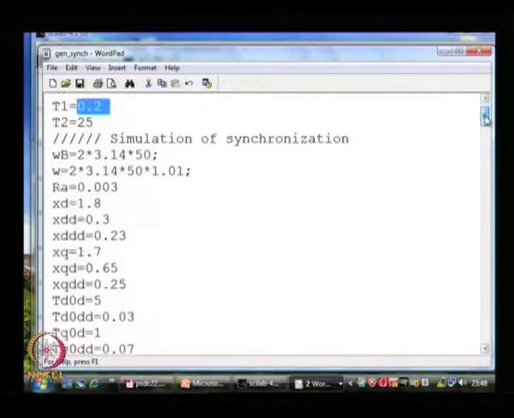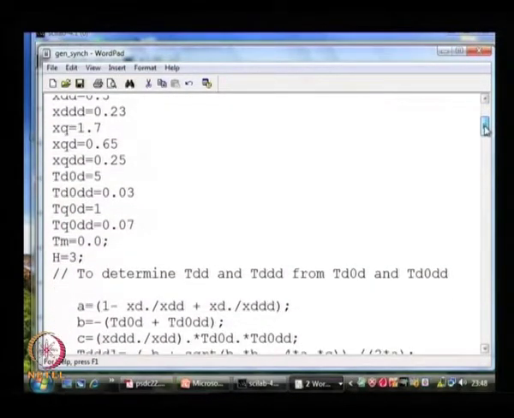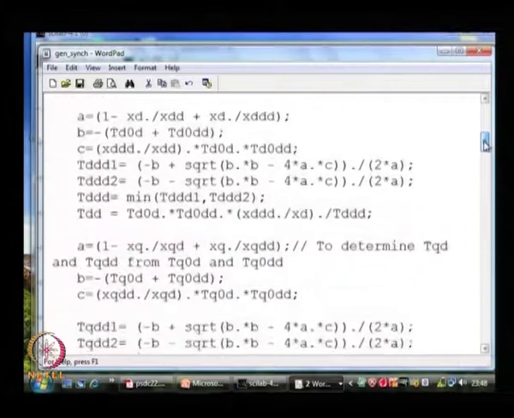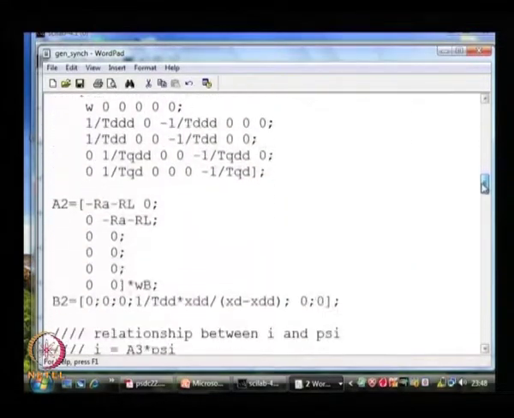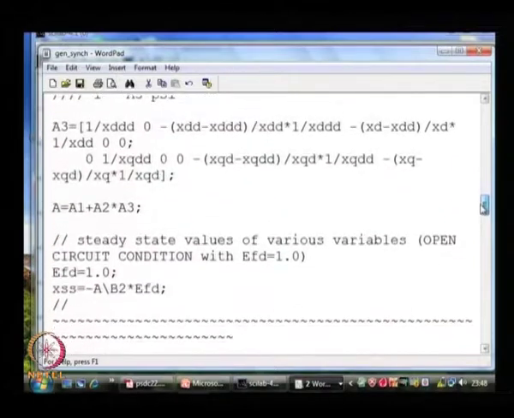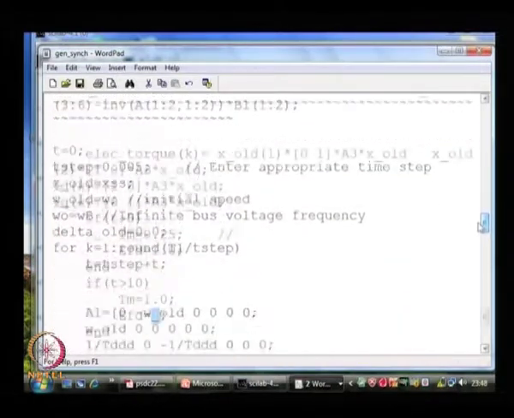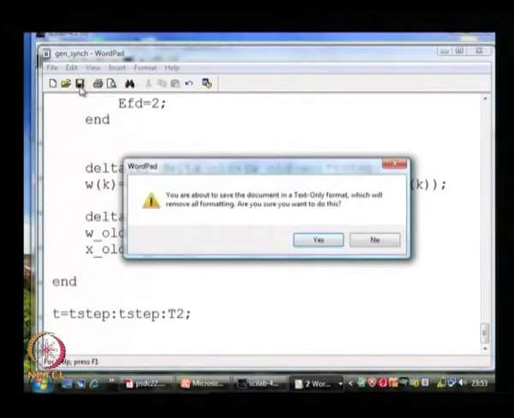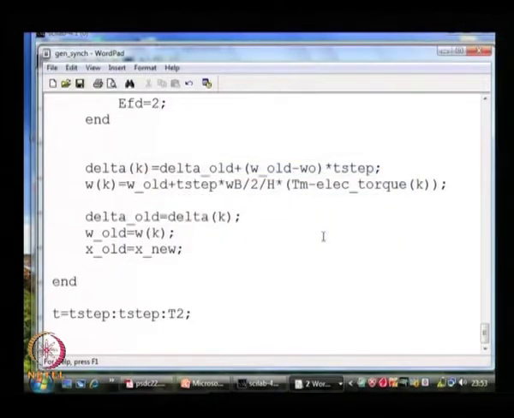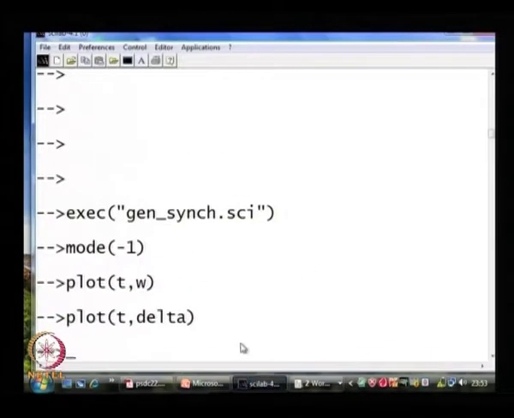Here, of course, you see the data of the machine. This is something we have done quite a few times before in these lectures, so I will just quickly skim through this. As the mechanical power is changed to 1 per unit, we also double the field voltage. So, simultaneously we double the field voltage, and we will redo this transient. Redo this simulation here.